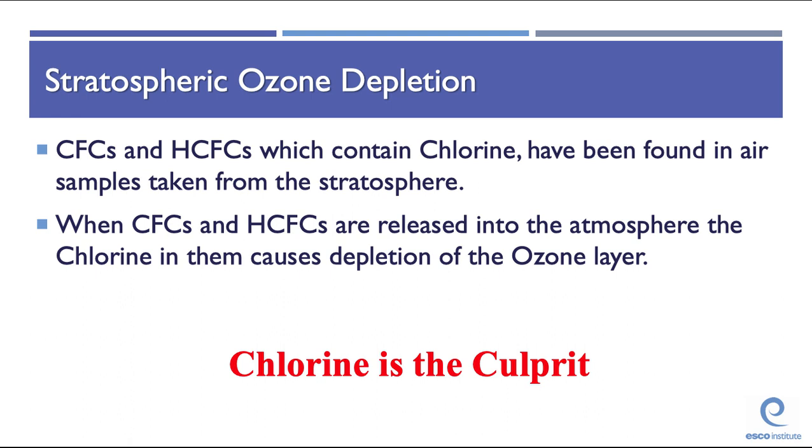CFCs and HCFCs, which is chlorine, fluorine, and carbon for the CFCs, and hydrogen, chlorine, fluorine, and carbon for the HCFCs, contain chlorine, and have been found in air samples taken from the stratosphere. When CFCs and HCFCs are released into the atmosphere, the chlorine in them causes depletion of the ozone layer.